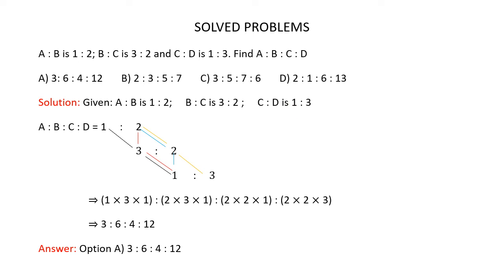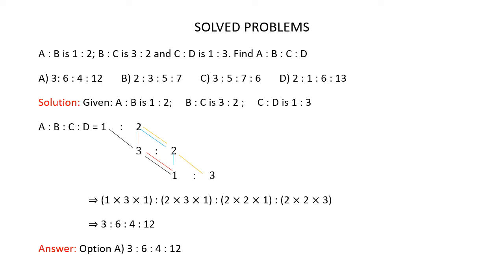Now to find A is to B is to C is to D, first write in the first row the value of A is to B, that is 1 is to 2. In the second row write the value of B is to C, which is 3 is to 2, in such a way that the value of B is written one below the other. So write 3 below 2 like this. Now in the third row write the value of C is to D in such a way that the values of C are written one below the other. So write 1 below 2 like this.